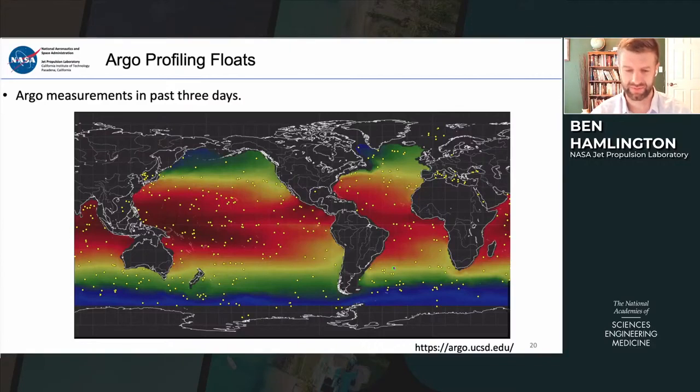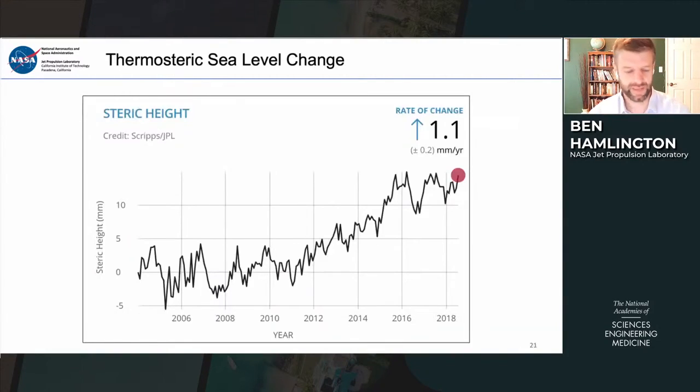So there's many more below the surface of the ocean. But you can get an idea of the roughly global coverage we have from these profiling floats. All right, so from that, we can take all those observations, average them, and get an assessment of the thermosteric global mean sea level change. It ends up being about 1.1 millimeter per year over the past couple of decades, from 2005 onwards.